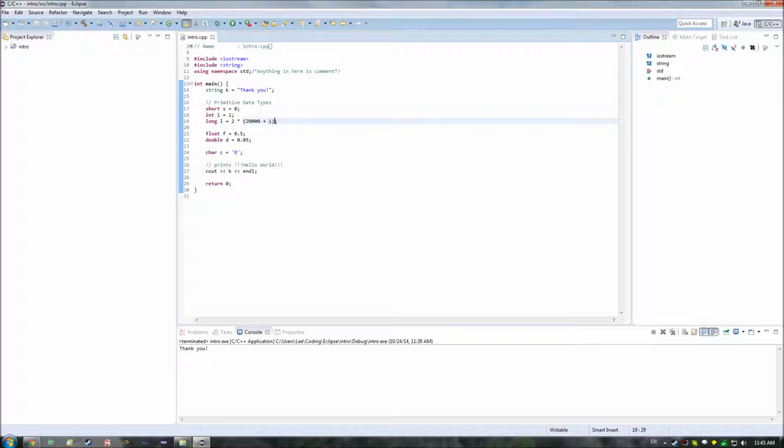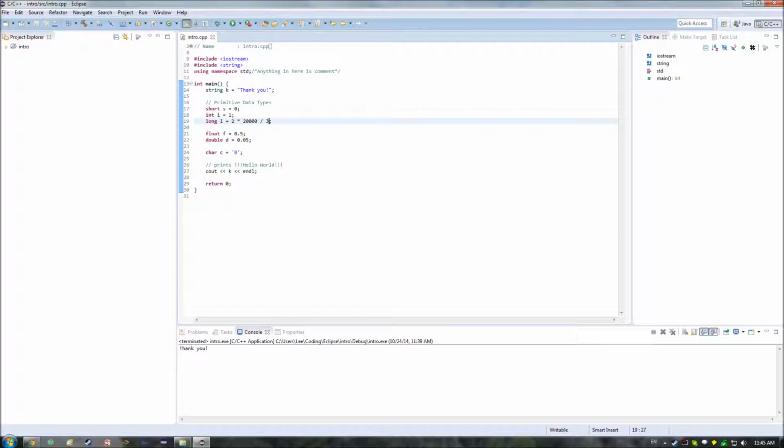Those examples don't really show you why I would want to use type conversion, but let's say that I wanted to do long L equaling 2 times 20,000 divided by 3. Now, the fact of the matter is that for this, I don't necessarily need precedence because regardless of whether I do the 2 times the 20,000 first or 20,000 divided by 3 first, that order of operations doesn't really matter.